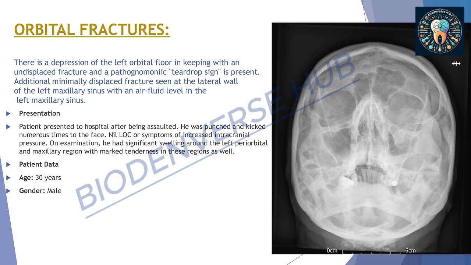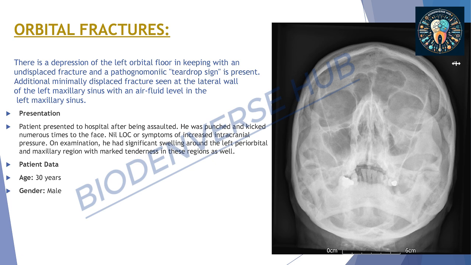Additionally, you can also see a minimally displaced fracture at the lateral wall of the left maxillary sinus, and also an air fluid level in the left maxillary sinus, indicated by quite a radio-opacity, as compared to the right side, in which the whole maxillary sinus is radiolucent. So this was a case of orbital fracture.